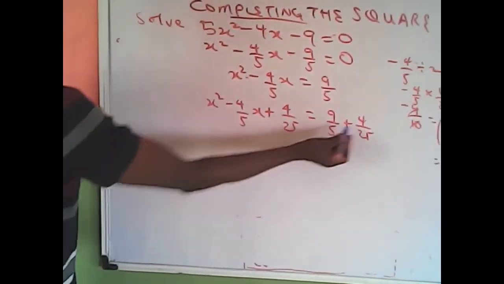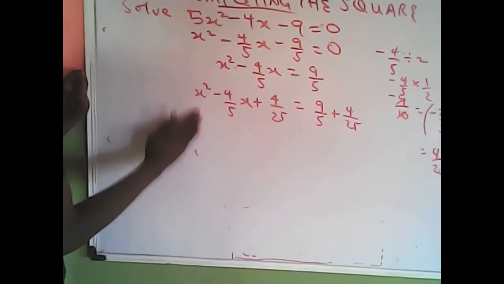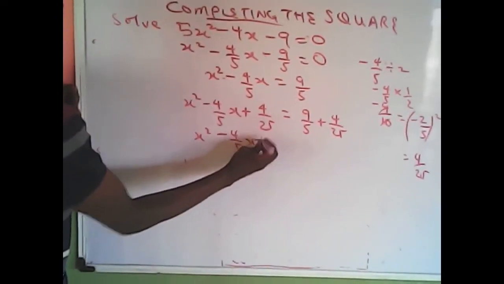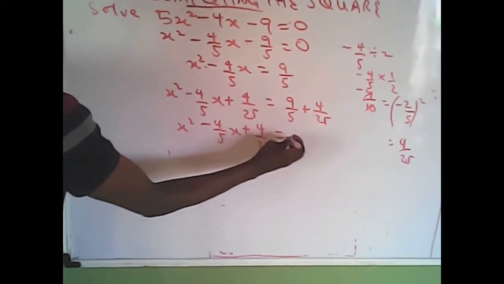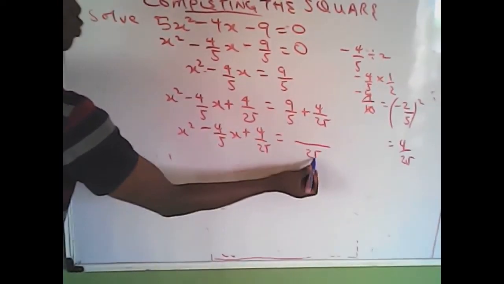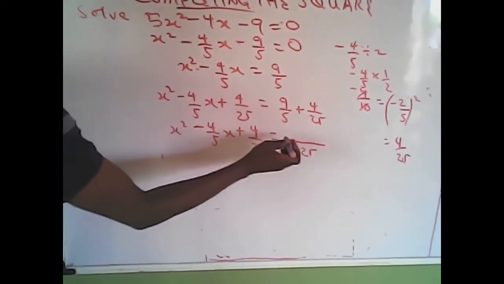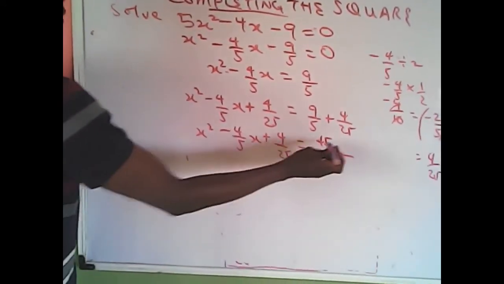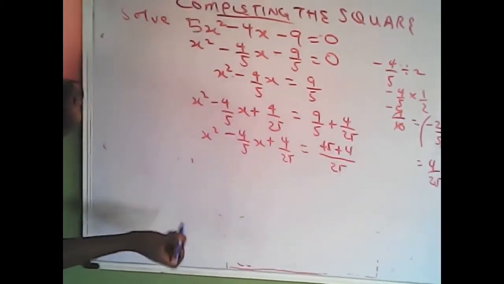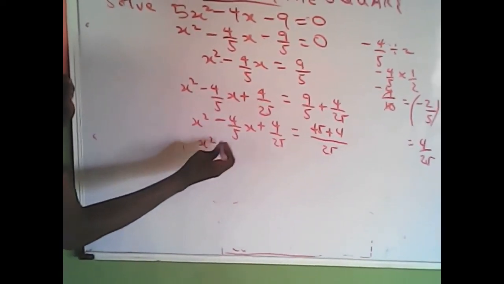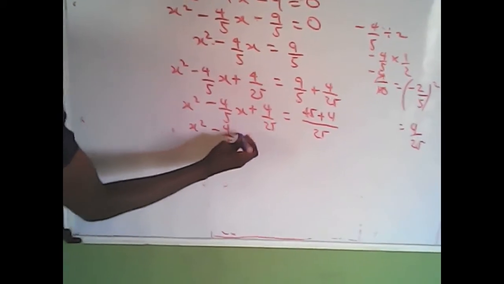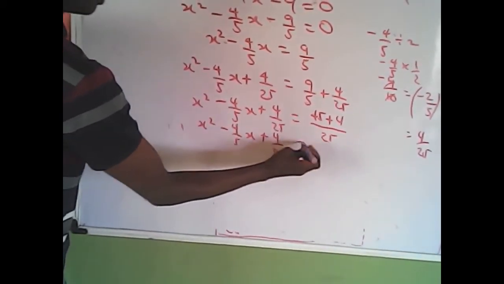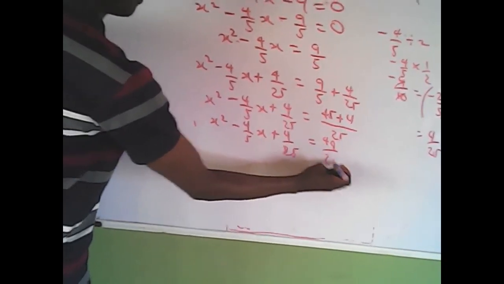Now, as it stands, I can quickly finish by saying x squared minus 4 over 5 x plus 4 over 25 is equal to, 25 in 5 times 9 is 45, plus 4, 49. I can conclude by saying x squared minus 4 over 5 x plus 4 over 25 equals 49 over 25.